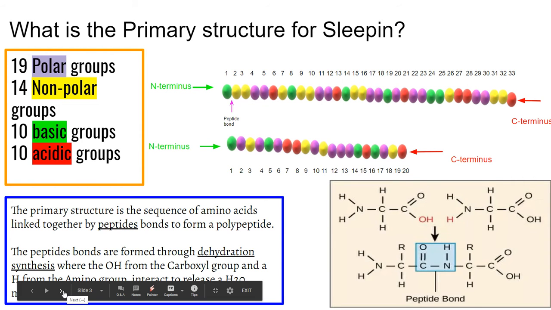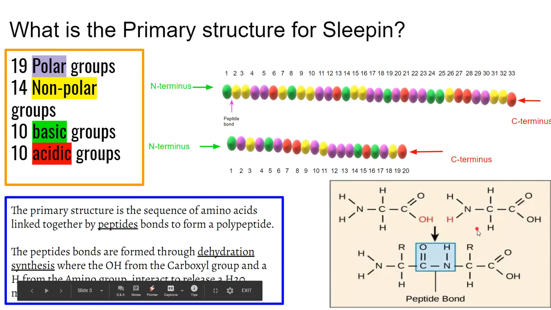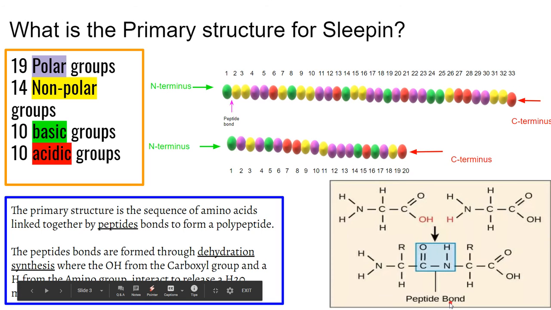And since you guys can't really see the colors, we decided to create a model. And from the model, we can see that there are 19 polar groups, 14 nonpolar groups, 10 basic, and 10 acidic groups. And this is the primary structure for our protein because it shows the sequence of amino acids linked together by peptide bonds. And peptide bonds are formed through dehydration synthesis, where the OH from the carboxyl and an H from the amino interact to release a water molecule that forms the peptide bond. And because of the peptide bond, we now have the primary structure for our protein.